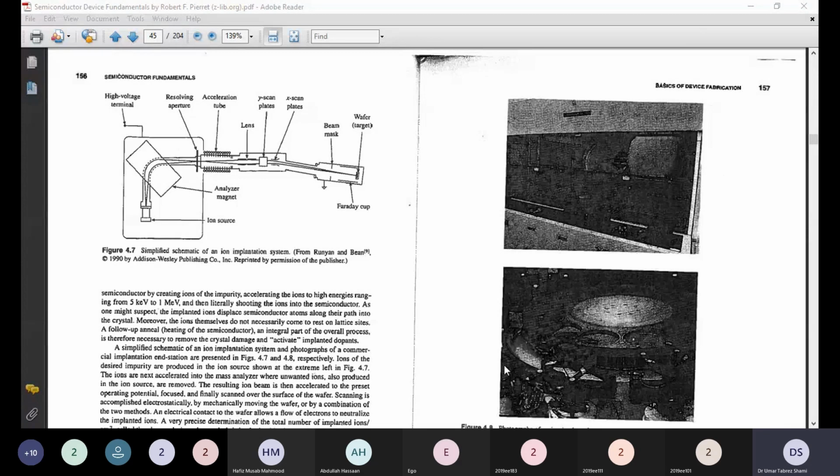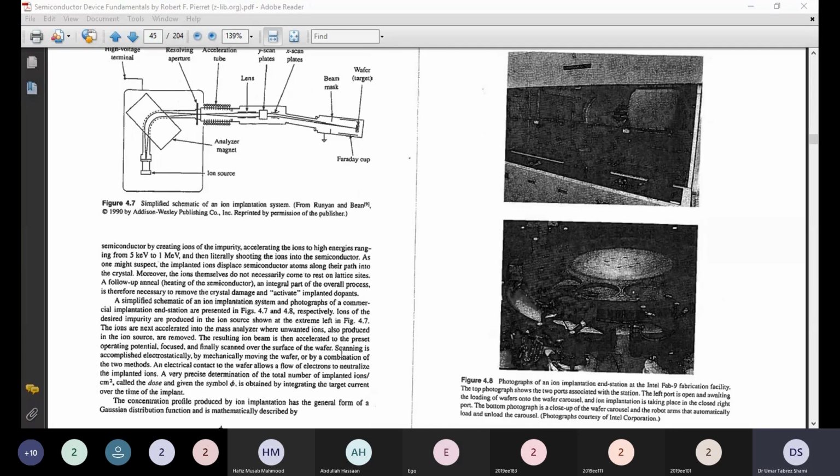into the semiconductor. As one might suspect, the implanted ion displaces semiconductor atoms along its path into the crystal. Moreover, the ions themselves do not necessarily come to rest on lattice sites. A follow-up annealing, an integral part of the overall process, is therefore necessary to remove the crystal damage and activate the implanted dopants.